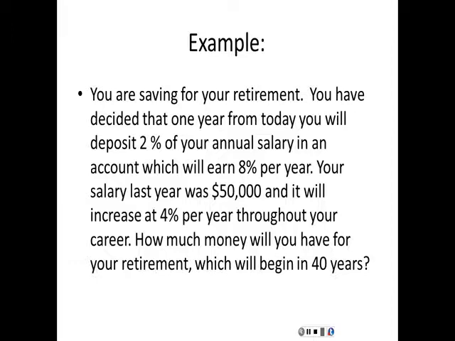Unfortunately, we don't have a future value of a growing annuity formula in this section. We just have present value. So here's what we're going to do. We're going to get the present value of the retirement money, get it as one number or a lump sum, and then we'll grow it 40 years and find the future value.